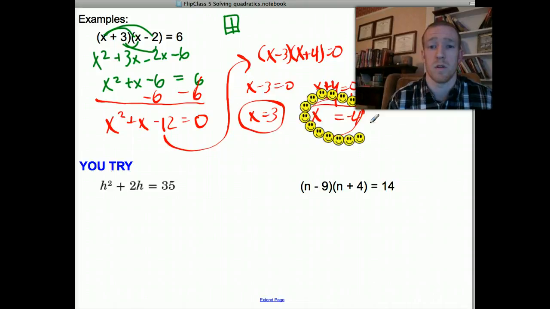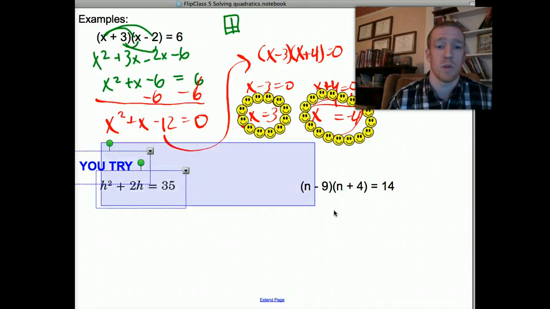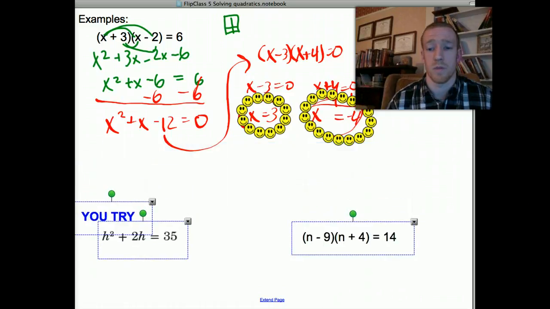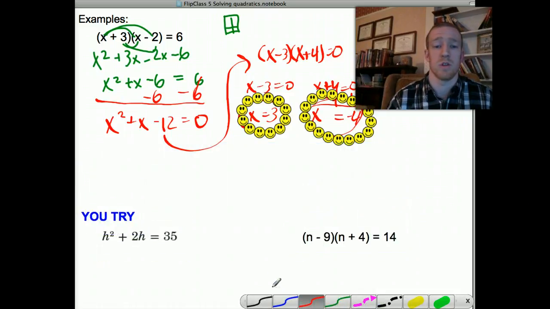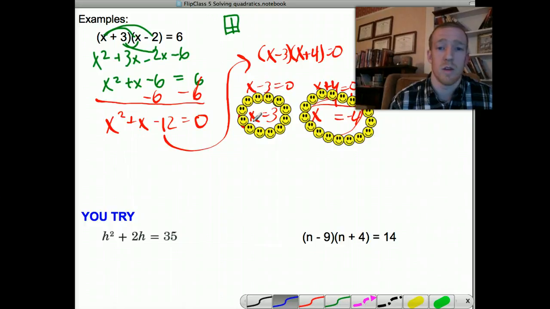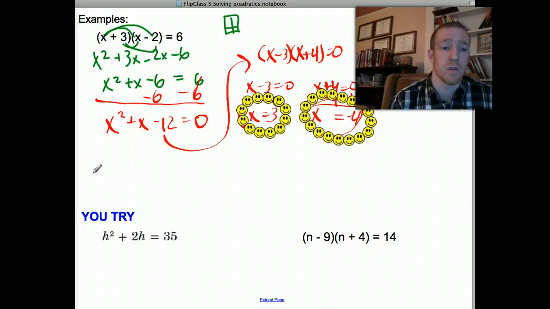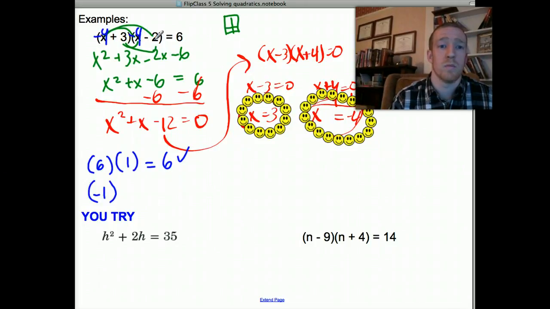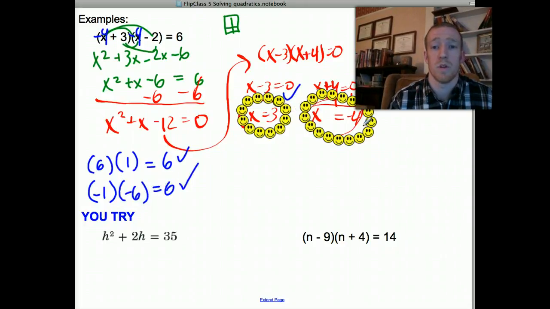Right here and right here. If I want to make sure that I'm correct, what I should do is check them. So don't be lazy, make sure you check your answers, and you plug in a 3. 3 plus 3 is 6, 3 minus 2 is 1, and that equals 6, so that works. Plug in a negative 4, so I'm plugging a negative 4 in here, and I get a negative 4 plus 3 is negative 1. I'm getting a negative 4 minus 2 is a negative 6, and that equals 6. So they both work. Both of these are our answers.